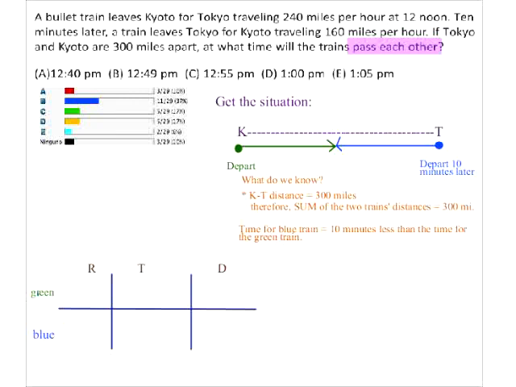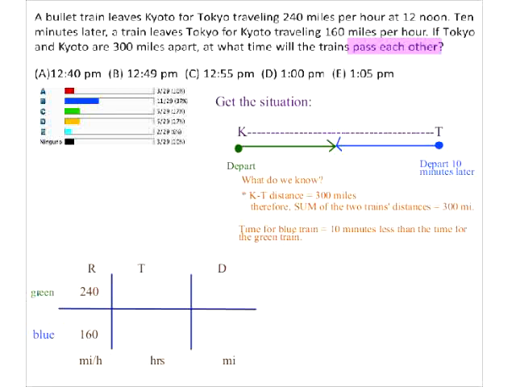We have a problem here because this is minutes and this is hours. So everything is in hours right now. So let's just do that. But we have to realize we got to convert at the end. So the rate will be miles per hour. The time will be hours, and the distance will be miles. So these rates, the green rate is 240, and the blue rate is 160.